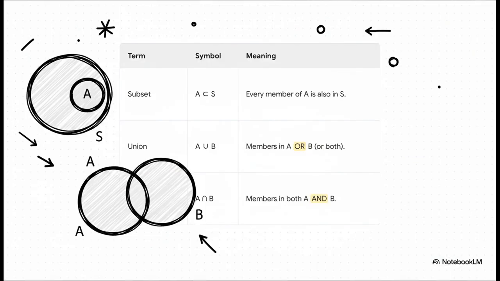So let's just quickly break this table down. A is a subset of S if everything in A is also inside the bigger set S. Simple enough. The union of A and B is everything that's in A or B, or maybe in both. You kind of just scoop them all up together. And then the intersection is only the stuff that's in both A and B. That little overlapping section in the diagram we just saw.